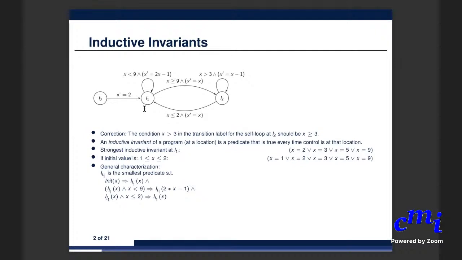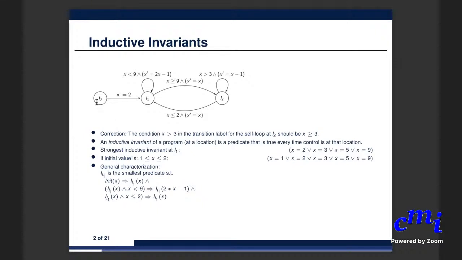As you can see, at location L1, the set of values that X can take in this case are characterized by this formula, which basically says X could be 2, 3, 5, or 9. If you include the initial value, 1 is also included. Okay, in general, you can always characterize the inductive invariant at a particular location in an inductive fashion in this way.